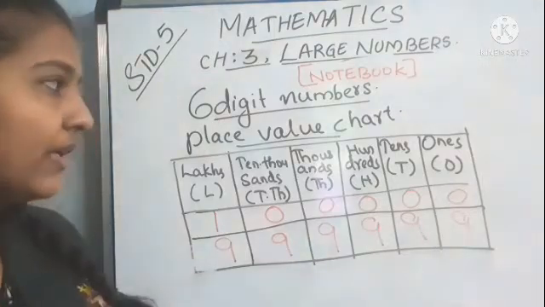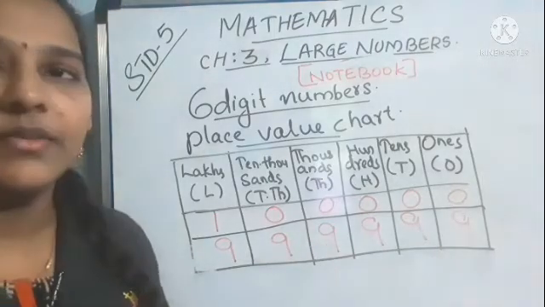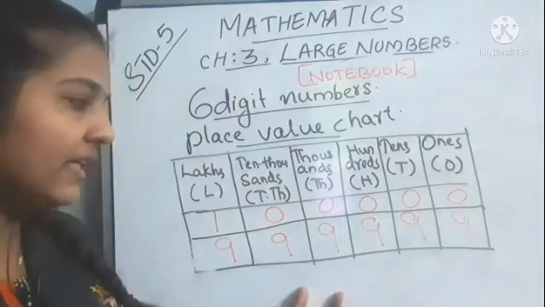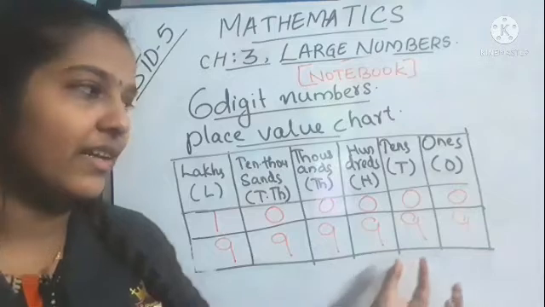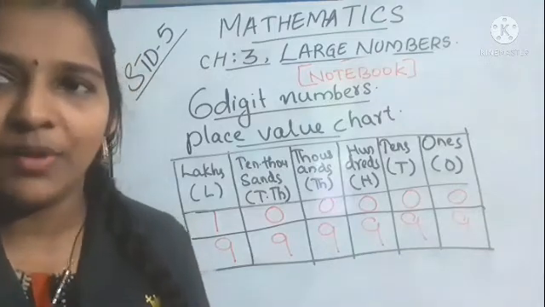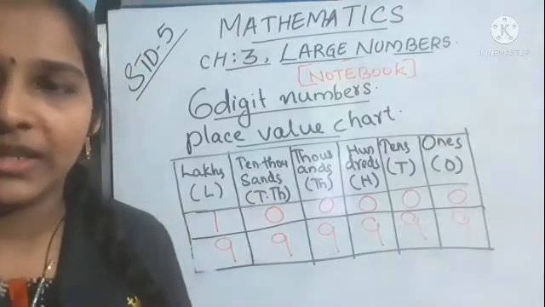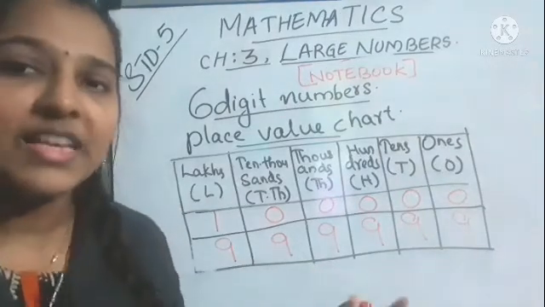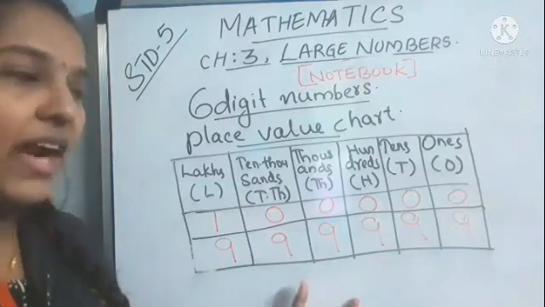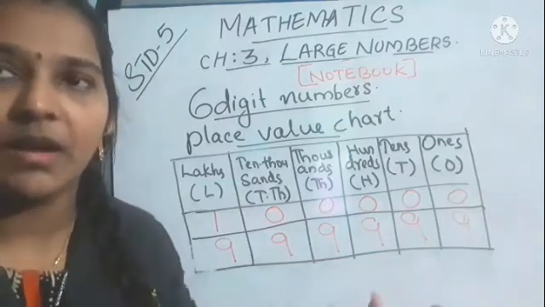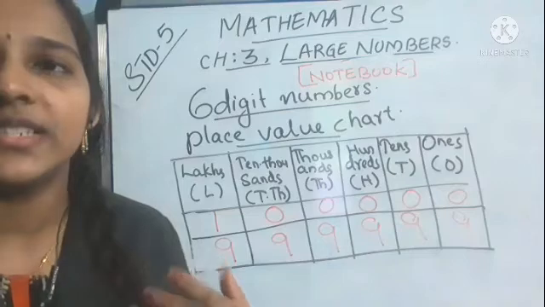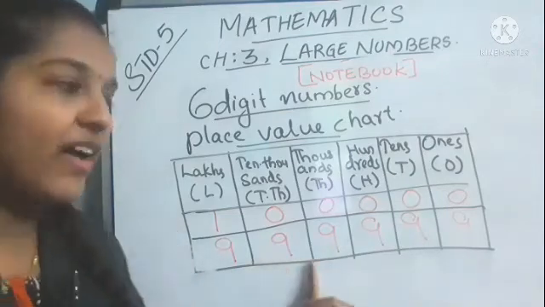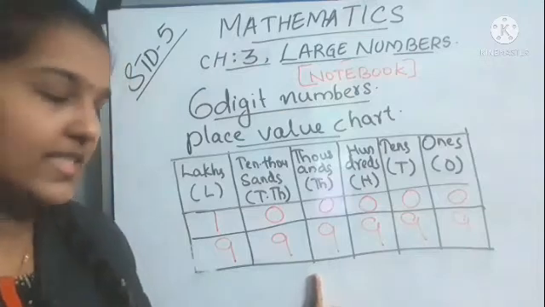Okay, now we are going to check which is the 7-digit number. After 9,99,999, which number comes? We will check that. As we see now, we can add 1 to the largest 6-digit number to get the smallest 7-digit number. So let's add 1 to the largest 6-digit number.